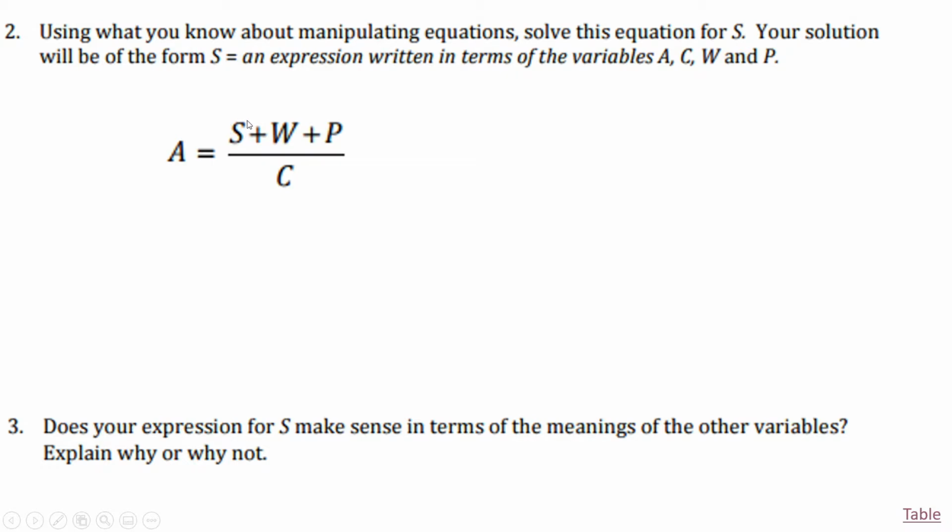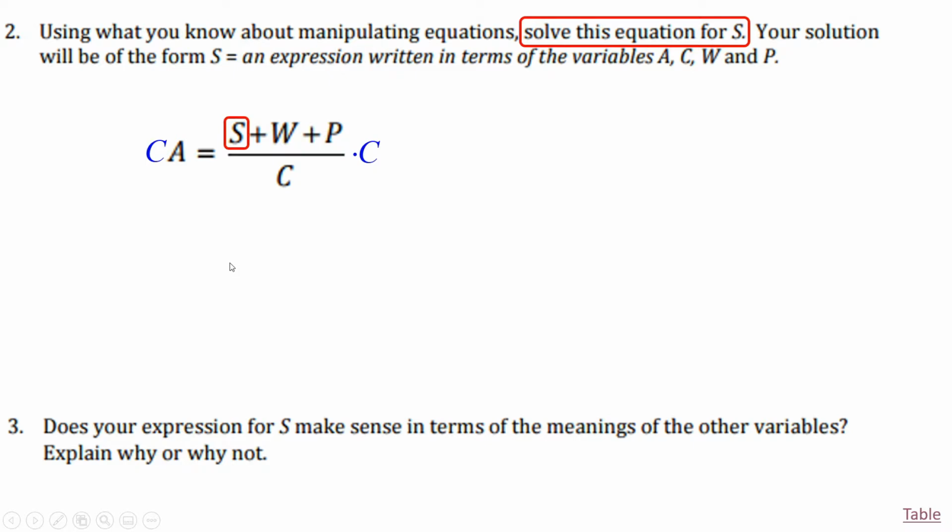All right, and the order you do these steps is really critical right here. Now, if I look at this, do you see that the quantity S plus W plus P is being divided by C? So the first thing I would want to do is get rid of that division by C. So what is the inverse of dividing? Multiplying. So to undo division by C, we would simply multiply both sides by C.